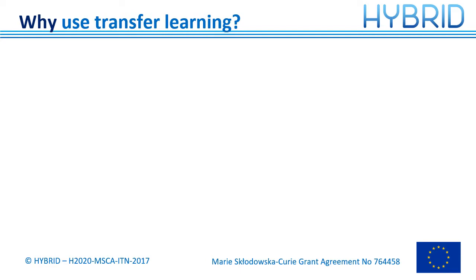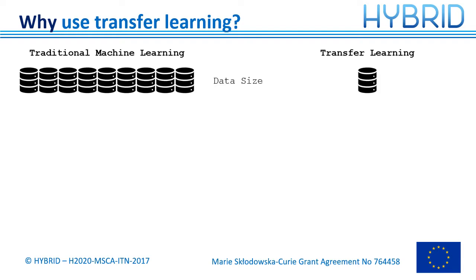The next question is, why do we want to use transfer learning? So let's compare traditional machine learning with transfer learning. Here we will see four main reasons. The first reason is the size of your data. You need less data compared to traditional machine learning.